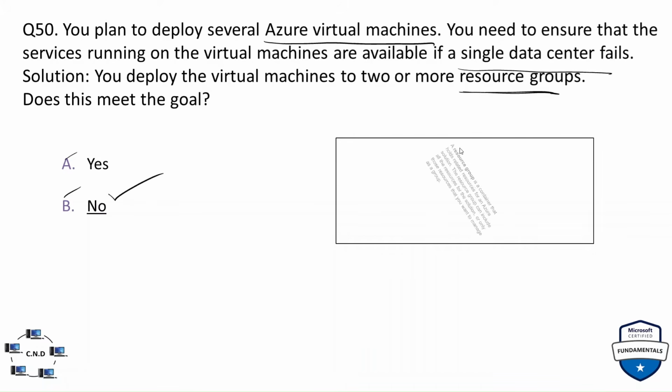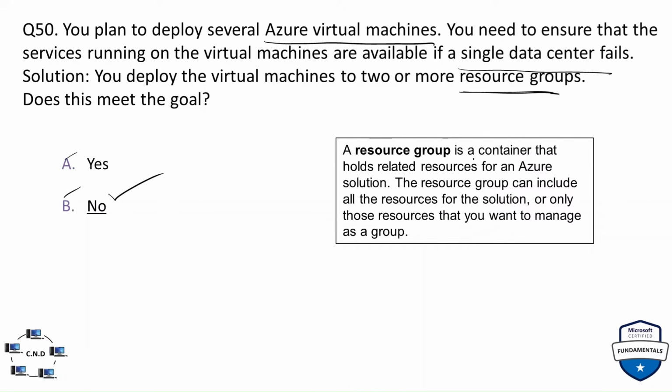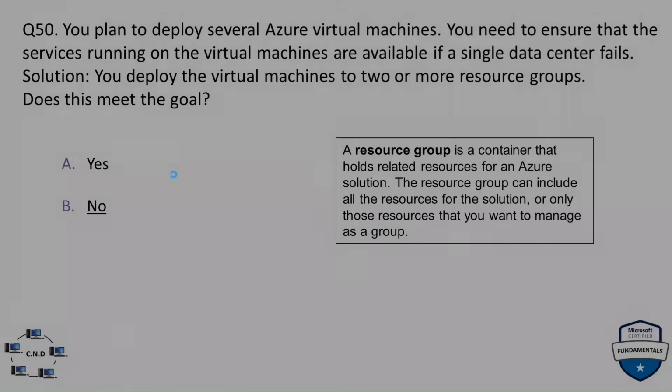And why is that? It is because a resource group is a container that holds related resources for an Azure solution. The resource group can include all the resources for the solution or only those resources that you want to manage as a group. So the resource group is just a management concept. It is a container, and it does not cater for high availability. It is not a high availability solution. So the answer is no.